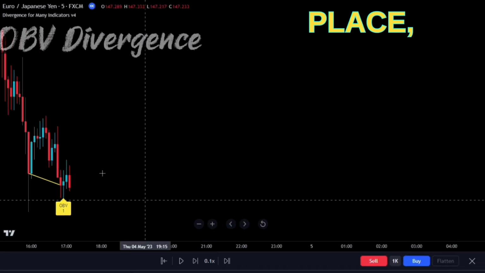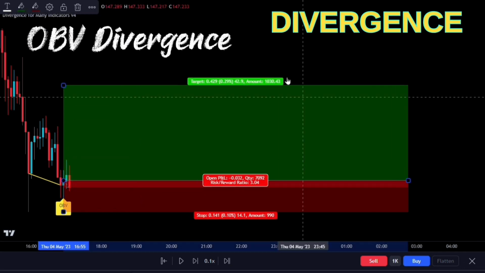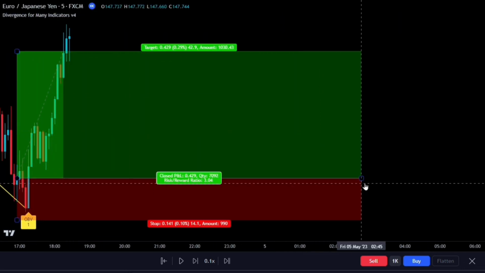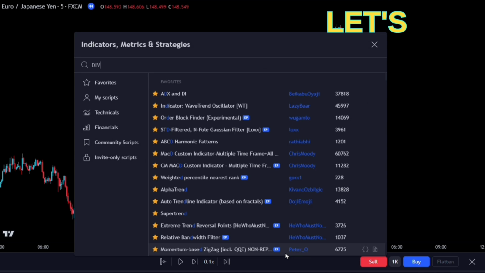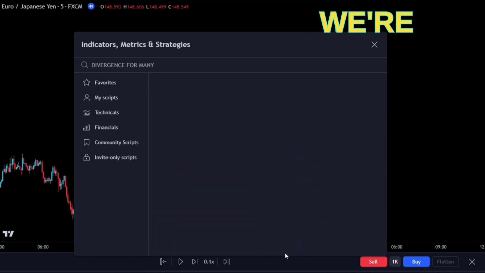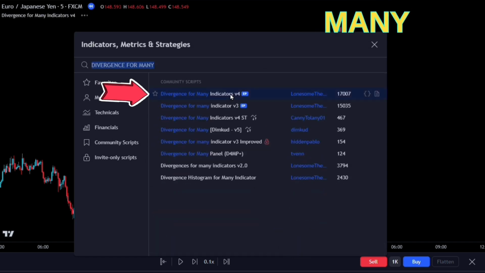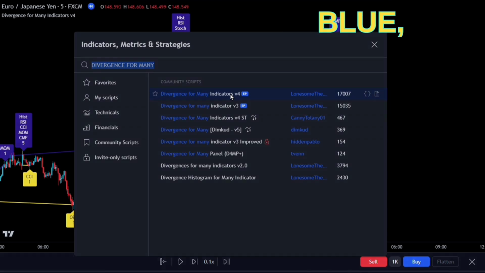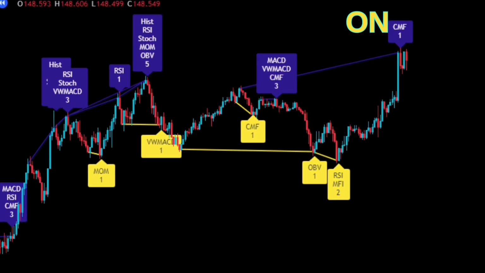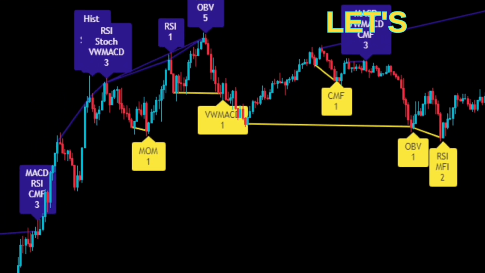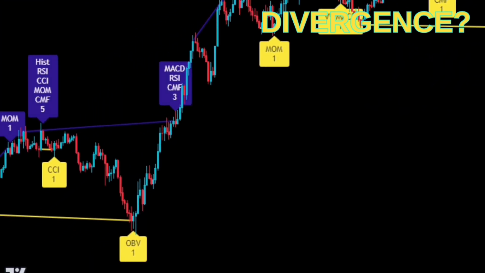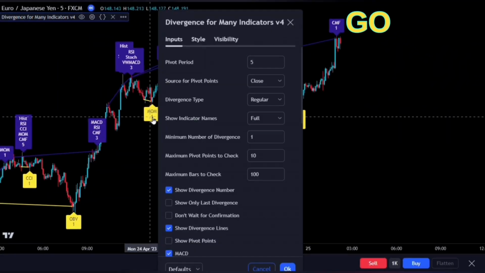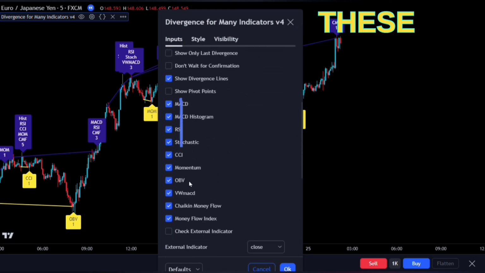In the second place, we have the on-balance volume divergence strategy. First things first, let's add our indicators to the chart. We're gonna need the divergence for many indicators by Lonesome the Blue, which will help us identify the on-balance volume divergence. And let's face it, who doesn't love a good divergence? Am I right? So go to the settings and uncheck all these other options for divergences on other indicators, except for OBV.